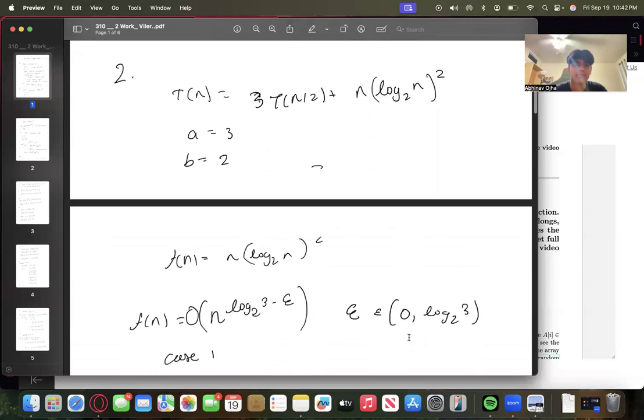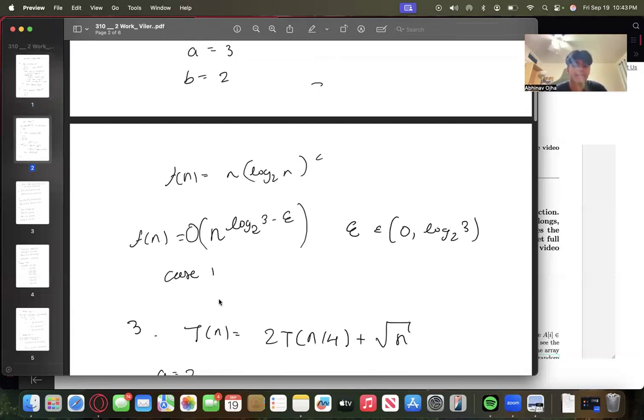Okay, problem 2. So the original function was 3 times the time complexity of n over 2 plus n times log base 2 of n to the power 2. A in our case was 3. Here, b is 2. And f of n is n times log base 2 of n to the power 2.